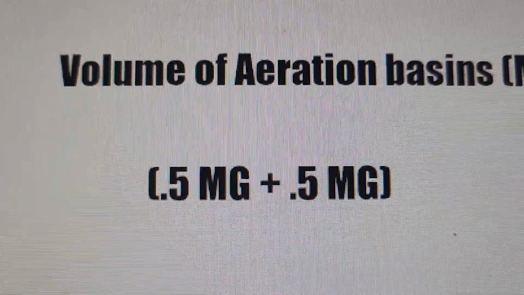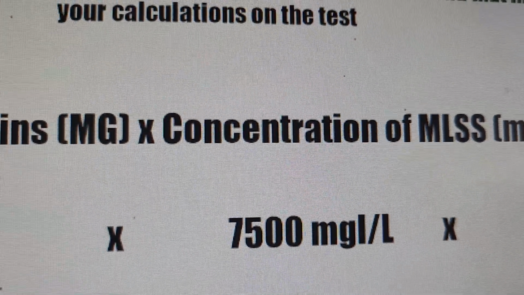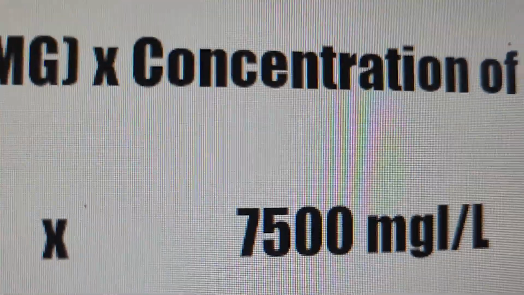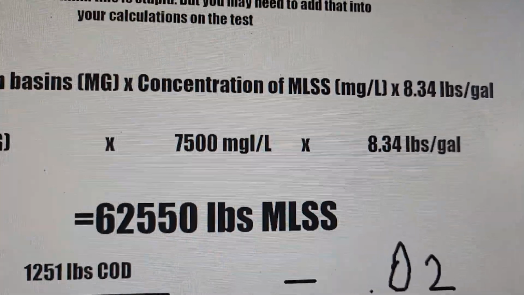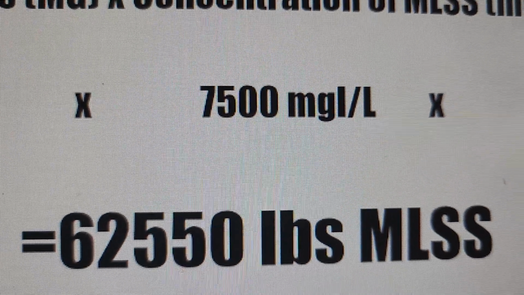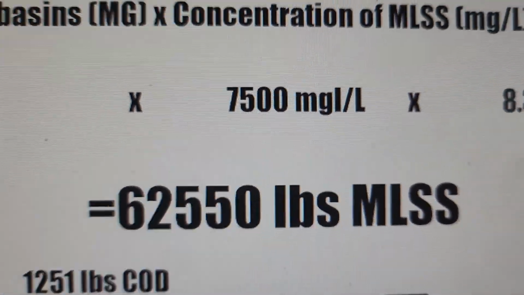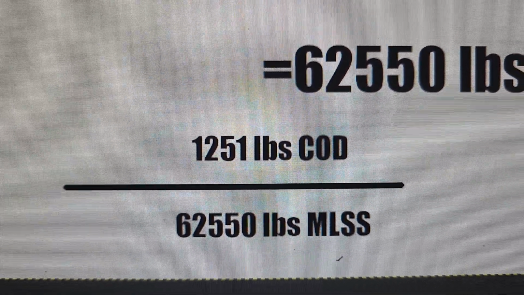When you put that in the calculator, you're just putting a 1. Or if you're really good at math, you don't even put it in the calculator because you're doing multiplication. You've got your concentration in the mixed liquor, 7,500. I have a typo there. That's mg/L. 8.34. Don't forget it. And this is how many pounds of mixed liquor: 62,550. What you need to do is divide the two numbers together.